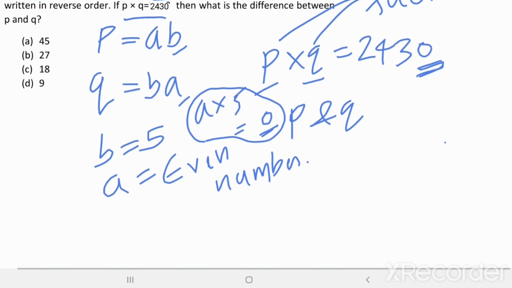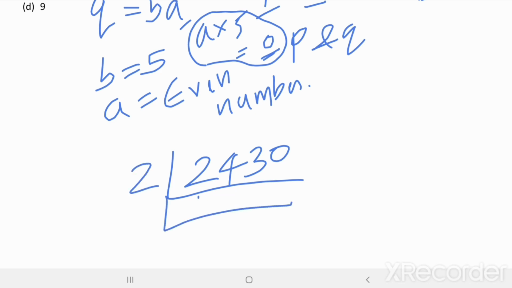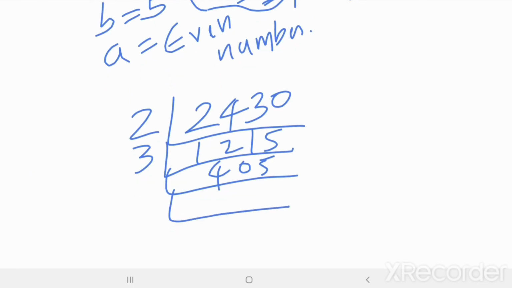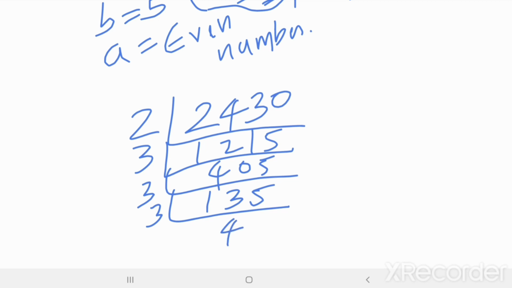Now that means one of the factors has units place equal to 5. Now let us find the 2-digit factors of 2430. Factorizing 2430, we get 2. By 2 we get 1, 2, 1, 5. Then by 3 we get 4, 0, 5. Again by 3 we get 1, 3, 5. Again by 3 we get 45.